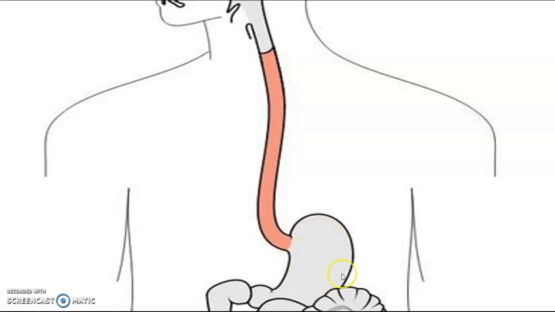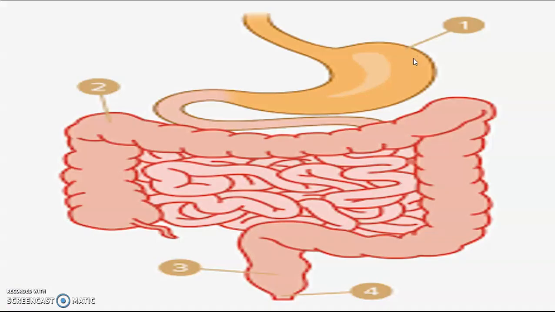What do we call this organ? Actually, this organ is called the stomach. The stomach is a large, hollow organ. What does this mean? This means it has an empty space inside. Hollow means it's an organ that has an empty space inside.